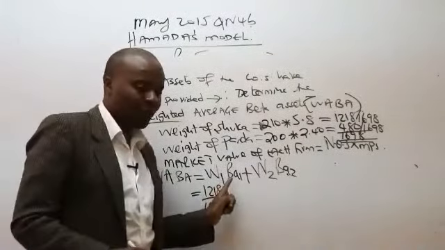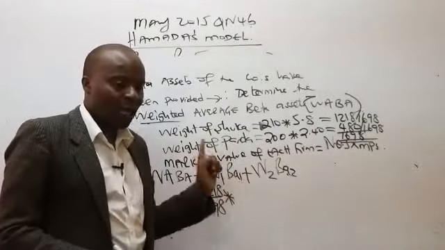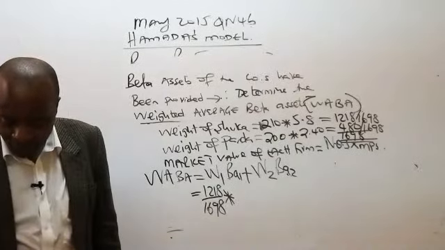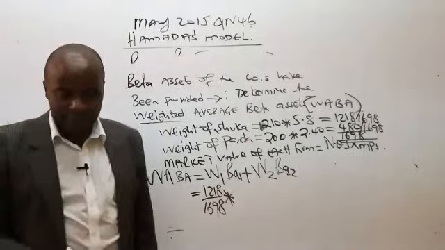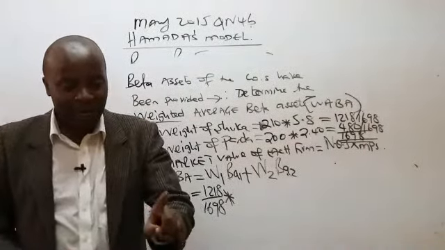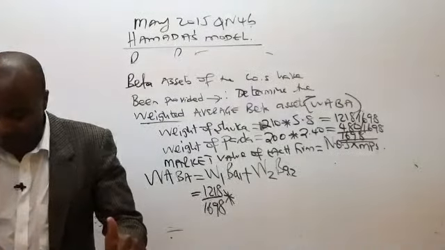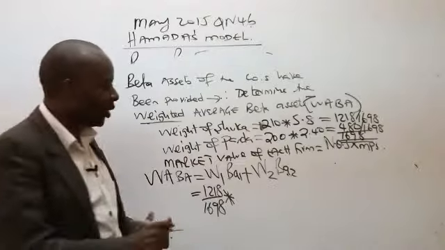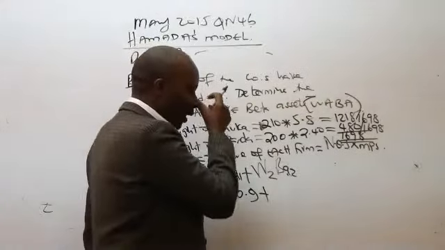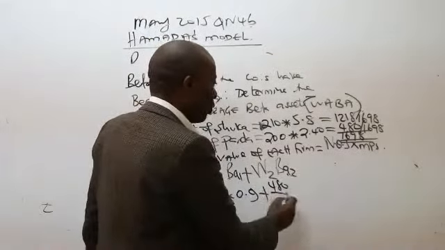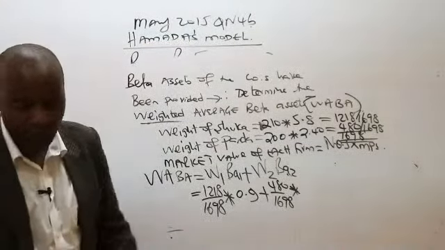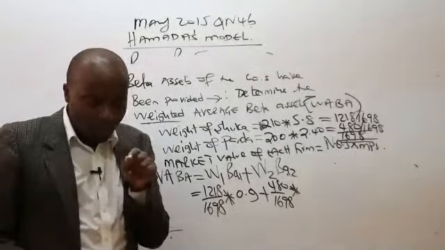Is there anybody able to see the beta assets of company 1? Company 1 is the predator. Beta assets can't be 1.2. What Rema is telling me is that beta assets for Shuka is 0.9, plus weight 2, which is 480 over 1698 times beta assets 2, which these students are not able to see.